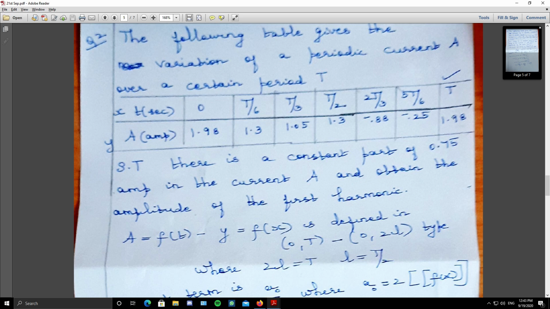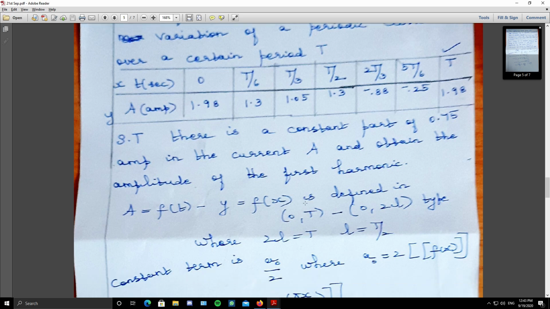Suppose you are not given this column, then observe the x values. What is the step size? It is T by 6. How do you get it? 0 plus T by 6 is T by 6. T by 6 plus T by 6 is T by 3. So if you add T by 6 to 5T by 6, you will get T. I repeat, observe the table, see whether the table is complete. So f of x is defined in 0 to T and the values of f of x at the end points should be the same. So in case you are not given this, you see this value and copy it down.